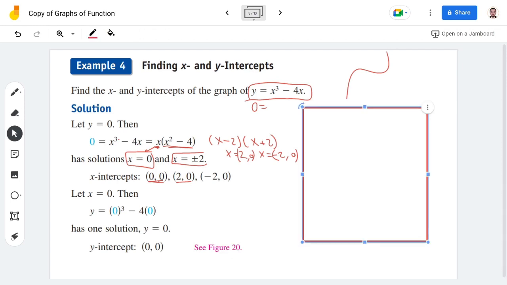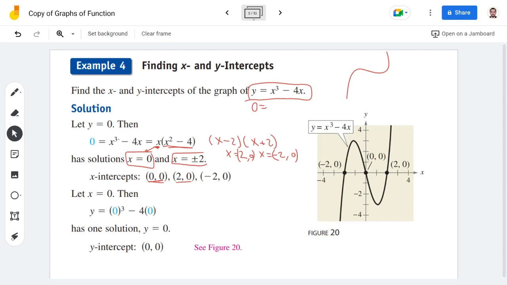Okay? Now, if we look at the graph of the cubic function, it will look like this. The first intercept is (-2, 0). The second intercept is (0, 0). The third intercept is (2, 0). So we have this, and we can graph the cubic. Okay? Clear? Any question on this?